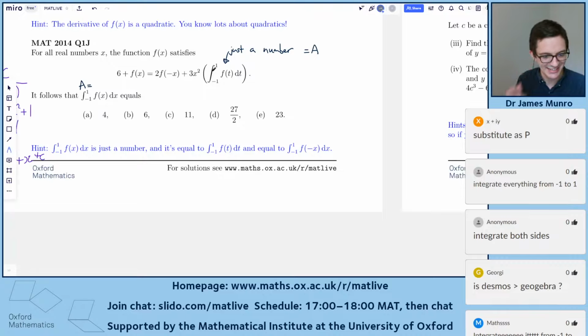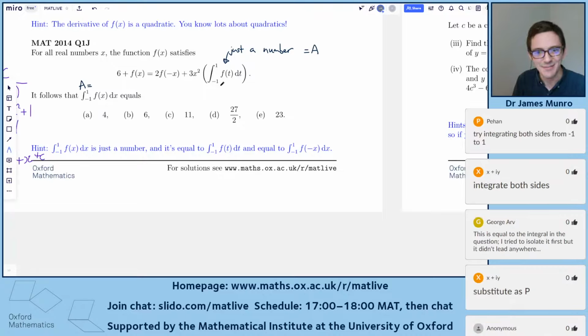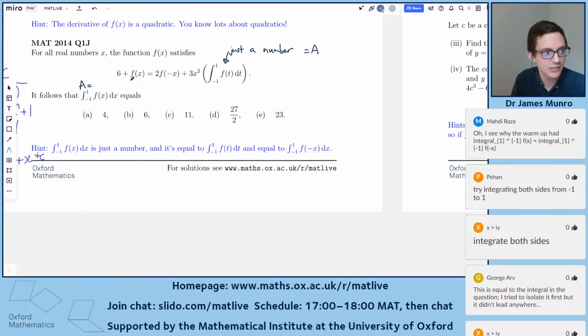People in chat know what to do. Yeah, people in chat have got some suggestions about integrating this. Good stuff. I suppose the reason you might think of that is possibly from the hint, where I suspiciously tell you about the integral of f of minus x, but possibly also because I don't really want f. I don't care what f actually is. I want to work out the integral of f. So if I just integrate the left-hand side, that's going to give me something involving the integral of f, which is what I want.